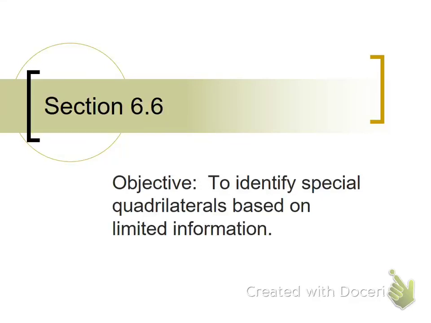So section 6.6 is all about identifying quadrilaterals based on information that you're given. So really it's nothing new. We're just taking everything we've talked about for all of our quadrilaterals and putting it all together at once. Anybody need more time with the objective? Okay.